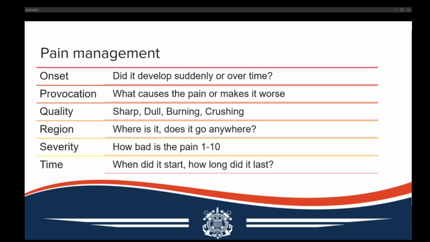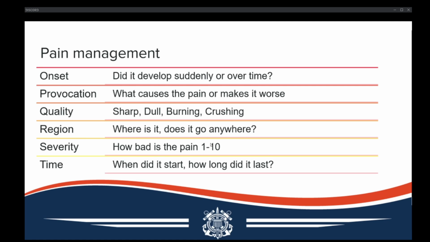Region: where is it, and is it localized? Again, this can help you determine what kind of possible injury it could be. If it's in just one exact place, it could be a broken bone, or if it's spread out across their whole body, it could be more of a respiratory or a blood flow related issue.